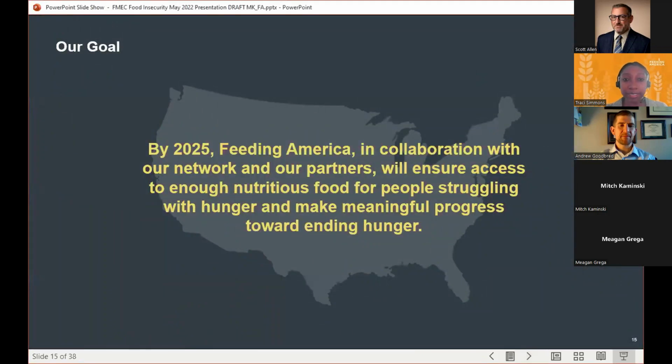Feeding America is the nation's largest charitable hunger relief organization, and our goal by 2025, in collaboration with our network food banks and their partners, is to ensure access to enough nutritious food for people struggling with hunger and make meaningful progress towards ending hunger.